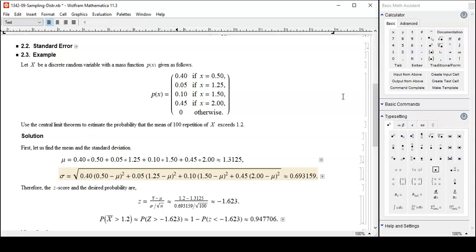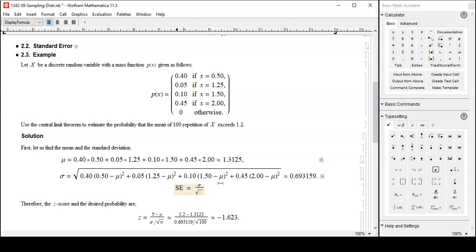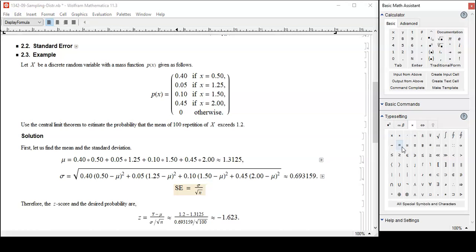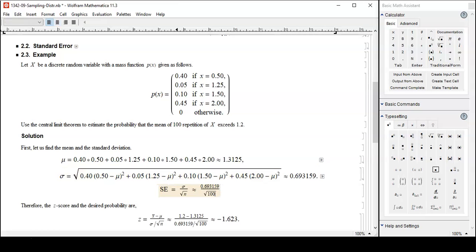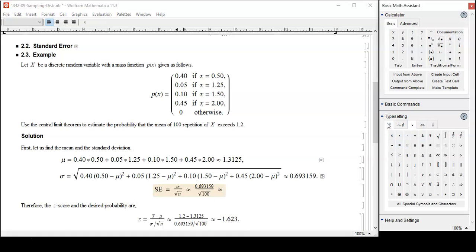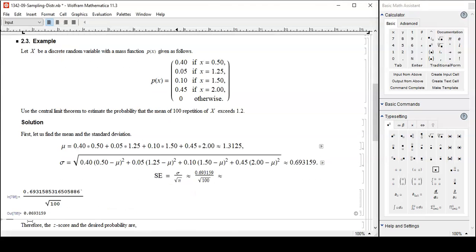So, with mean and standard deviation, we can calculate the standard error now, and that's sigma over square root of 100, isn't it? Square root of n. And in this particular case, this is my sigma value over square root of 100. And then calculating this, there you go. This is my standard error.